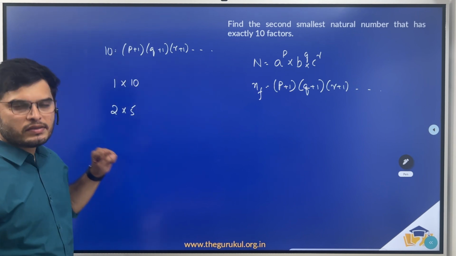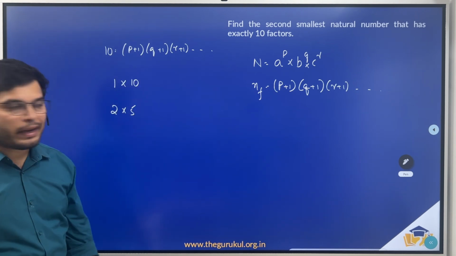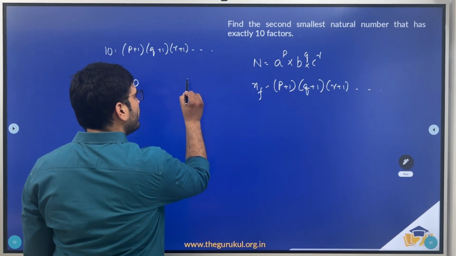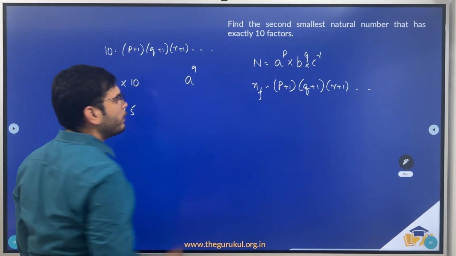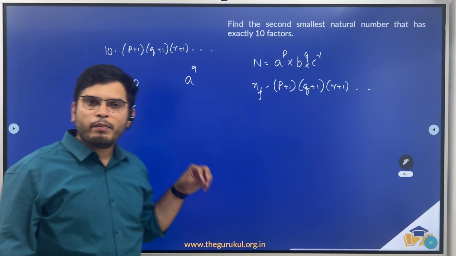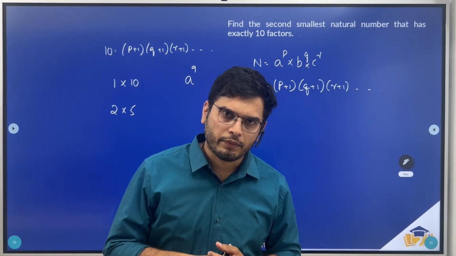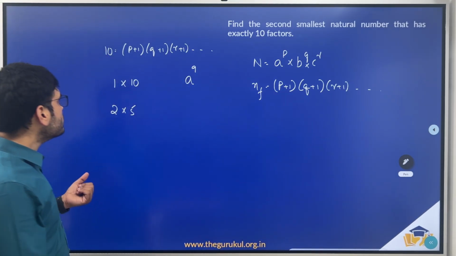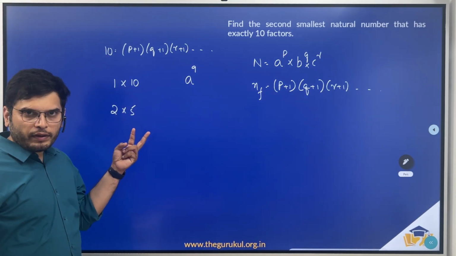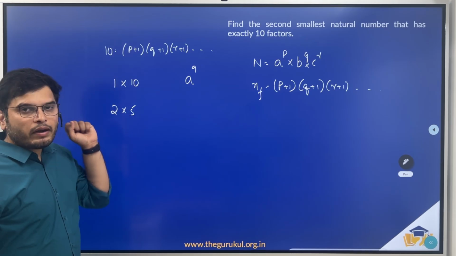So what is the value of p? 0. What is the value of q? 9. Right. So that number should be in the form of a power 9. So if we have any number in the form of a power 9, a being prime, the total number of factors would be 10. Right. And if I consider 10 as 2 into 5, compare it with p plus 1 and q plus 1.